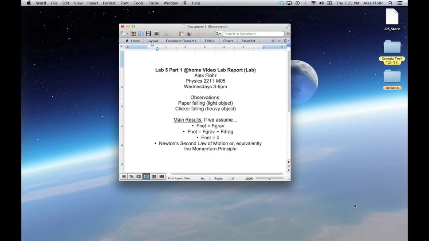The main results that we hope to find are that using the FNet with just gravity and using the FNet with gravity and drag, we hope to observe two options and find the correct drag coefficient. We hope that when objects reach a high enough velocity, their FNet, when using gravity and drag, will go to zero. We will be using Newton's second law of motion or the equivalent momentum principle.